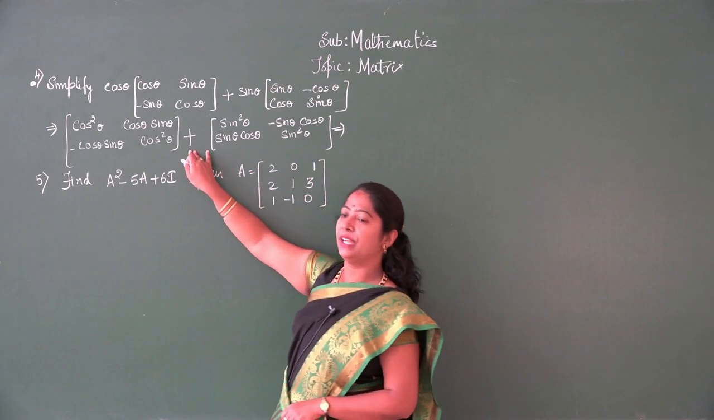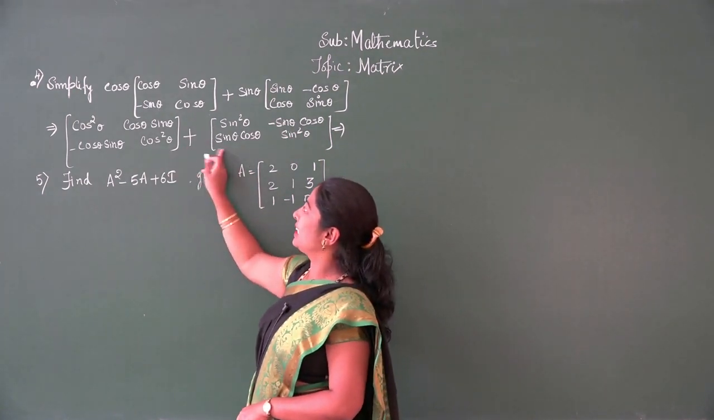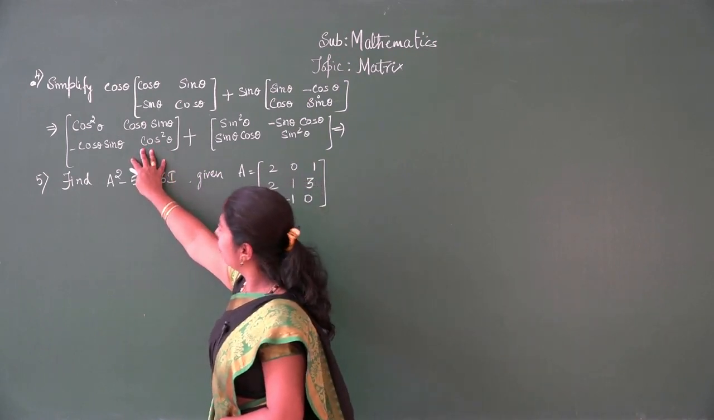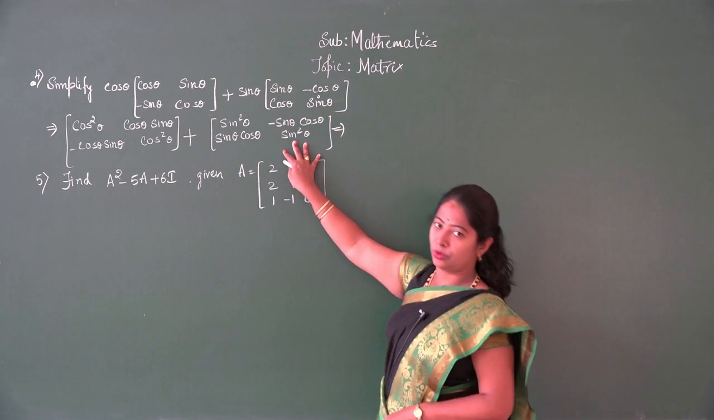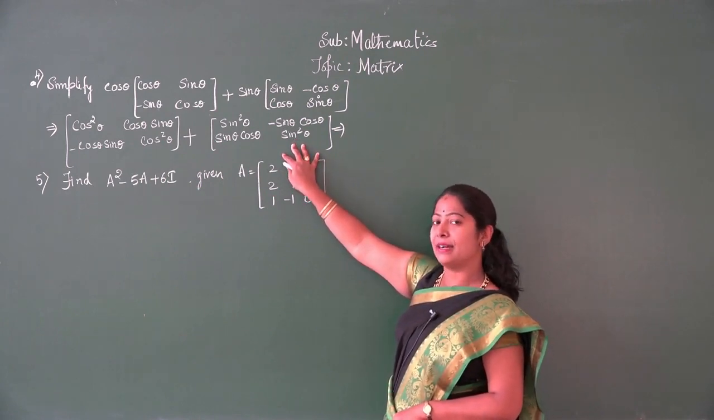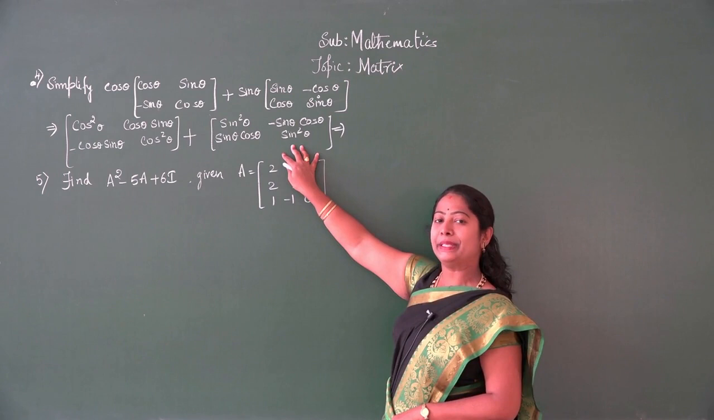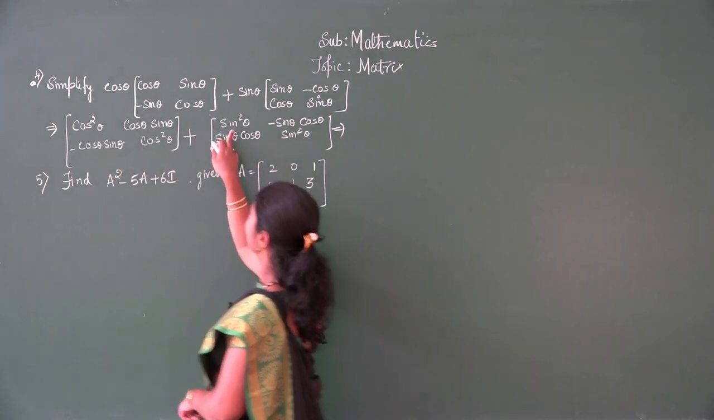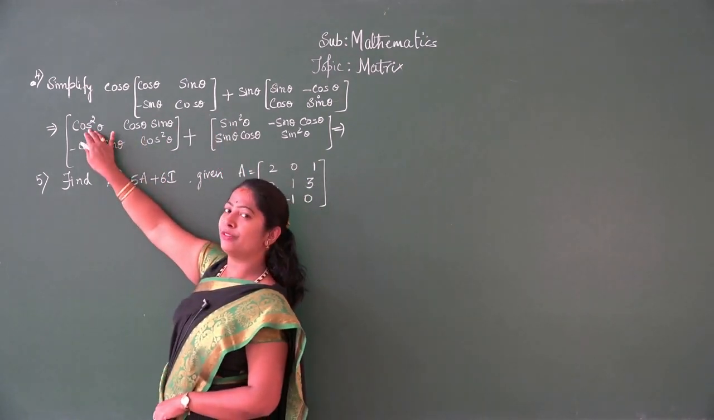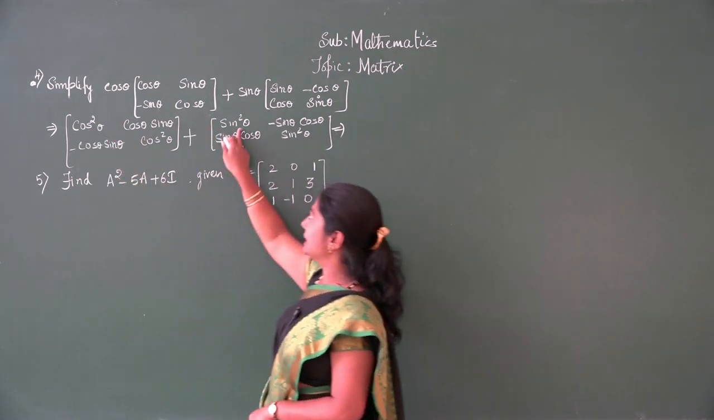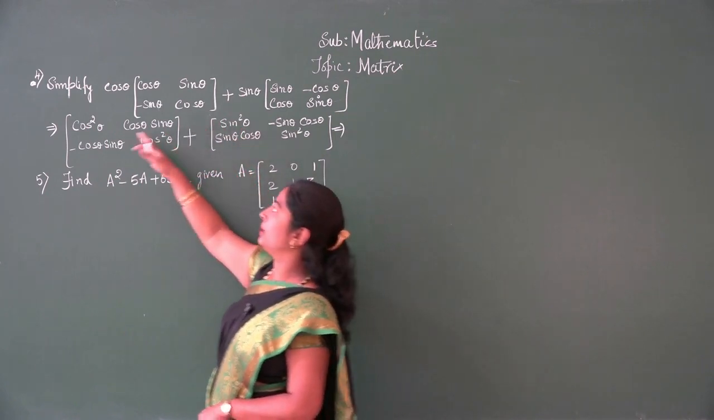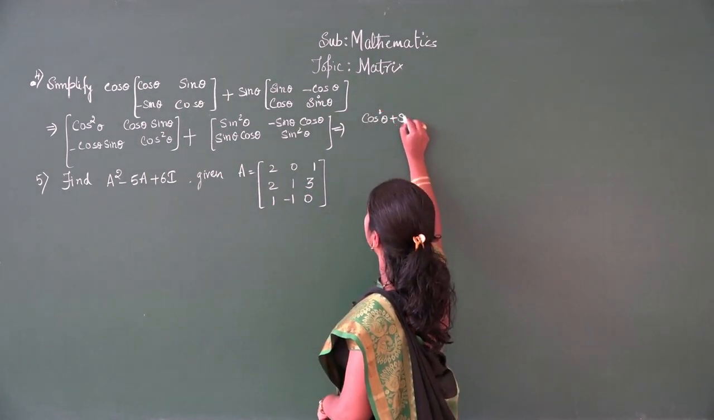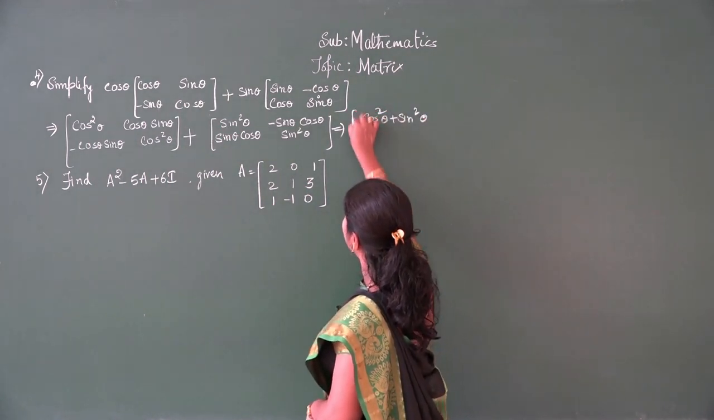What operation do we have in between these two matrices? It is an addition operation. What is the order of the first matrix? 2 cross 2. What is the order of the second matrix? 2 cross 2. The order of both the matrices is the same, so the corresponding elements can be added. Cos square theta plus the corresponding element in the second matrix, sin square theta, gives cos square theta plus sin square theta.